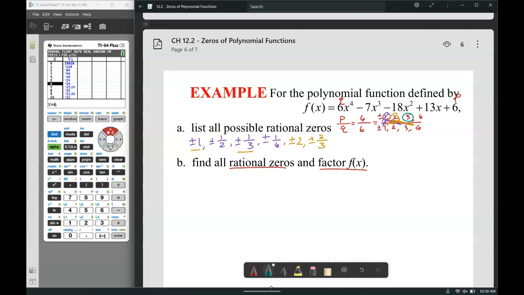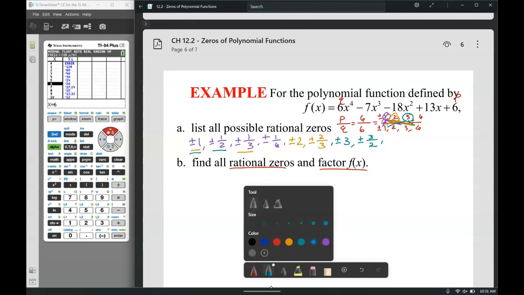We're going to repeat the process with 3. 3 over 1, that's a new number, so we have positive and negative 3. 3 over 2, that's a new number, so we're going to write it. That's positive 3 over 2. Then we've got 3 over 3, which simplifies to 1, so we don't need to write it again. And 3 over 6 simplifies to 1/2. We already have that, so we don't need to write it again.